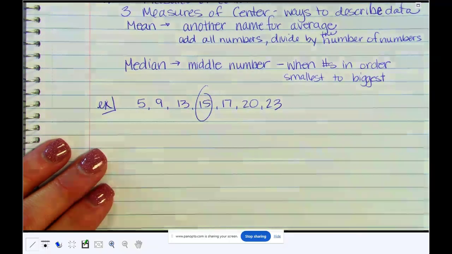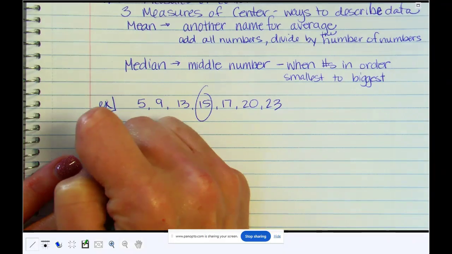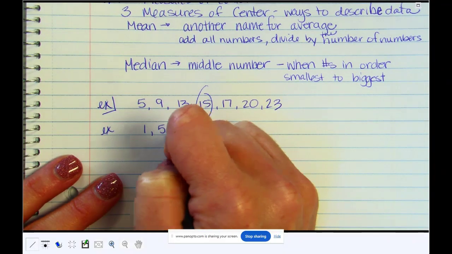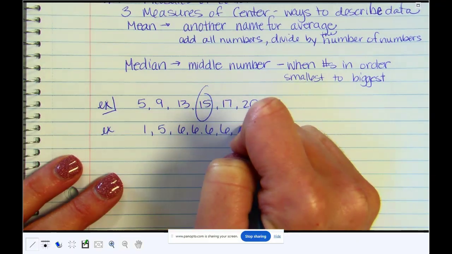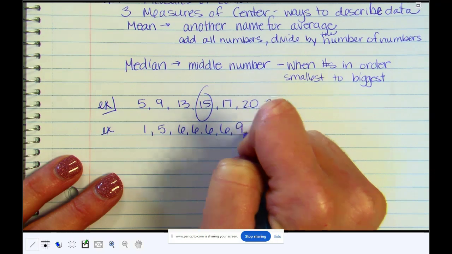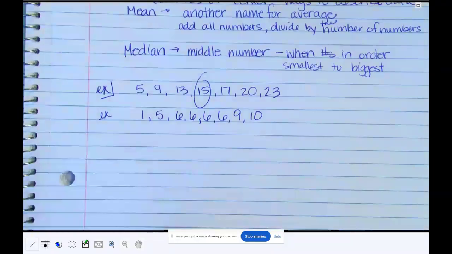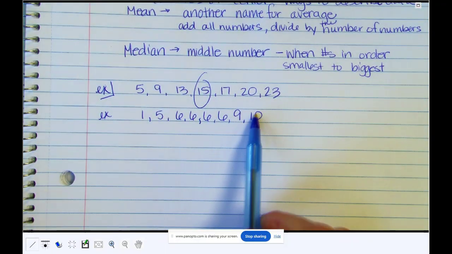Okay, so then let's talk about this one. Okay, find the median. Hang on. Yep, find the median for me, please.